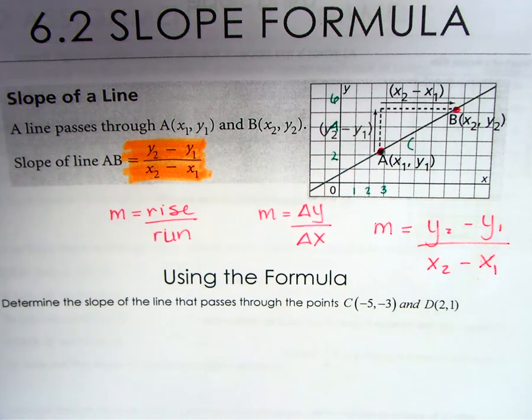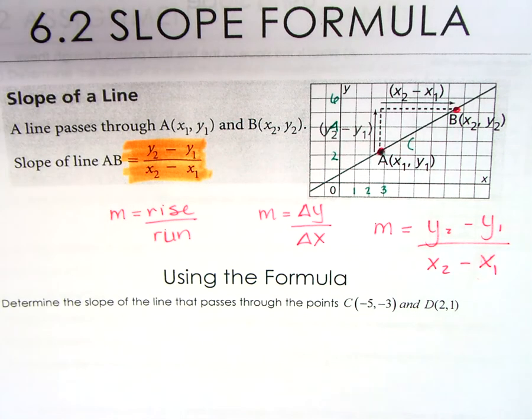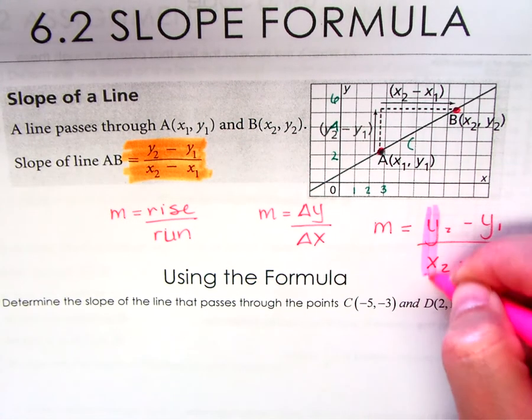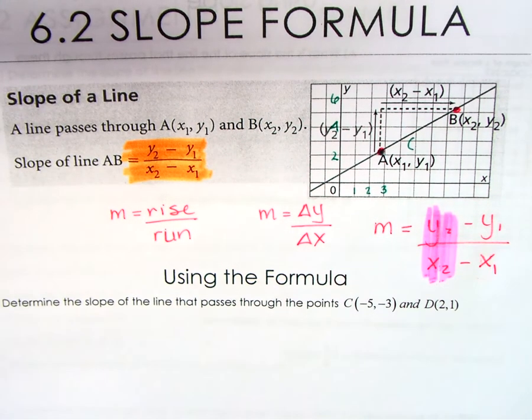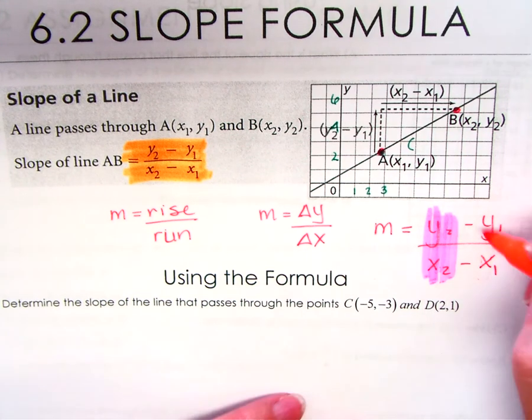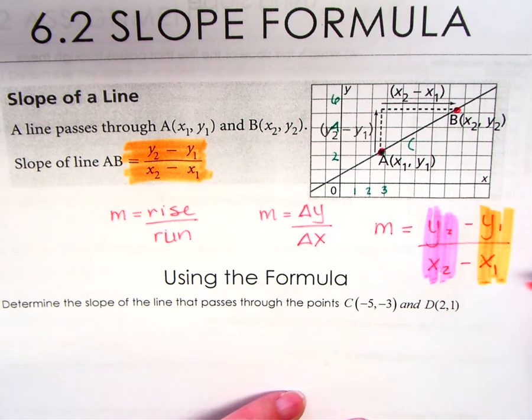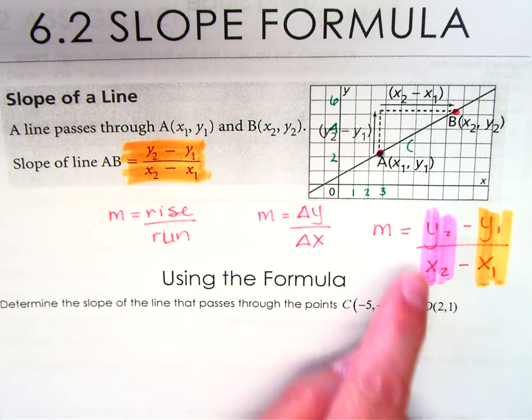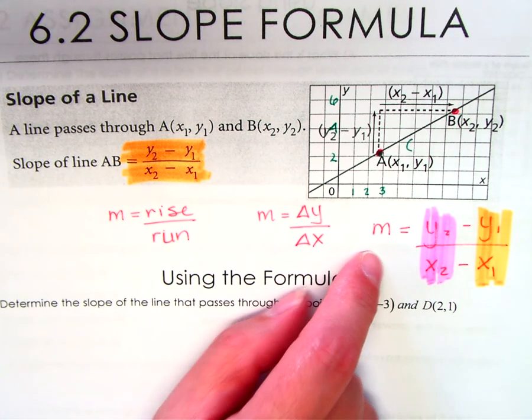But what you do need to be careful with this one is that this is a coordinate pair stacked on top of each other. And this is a coordinate pair stacked on top of each other. So your coordinate pairs aren't side by side when we put them into the formula. They're stacked on top of each other.